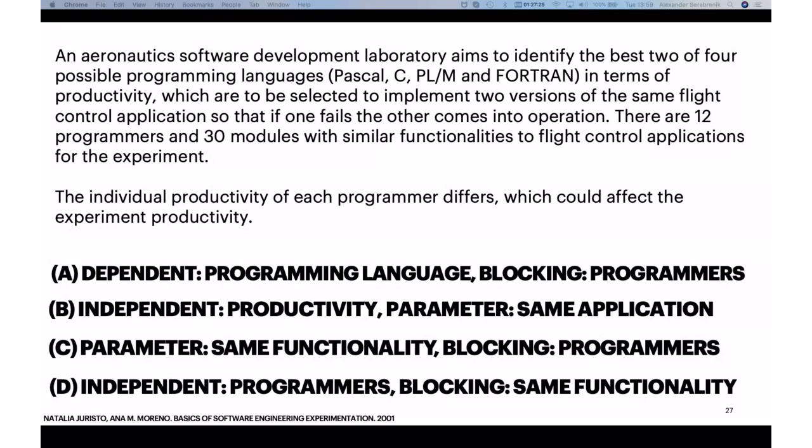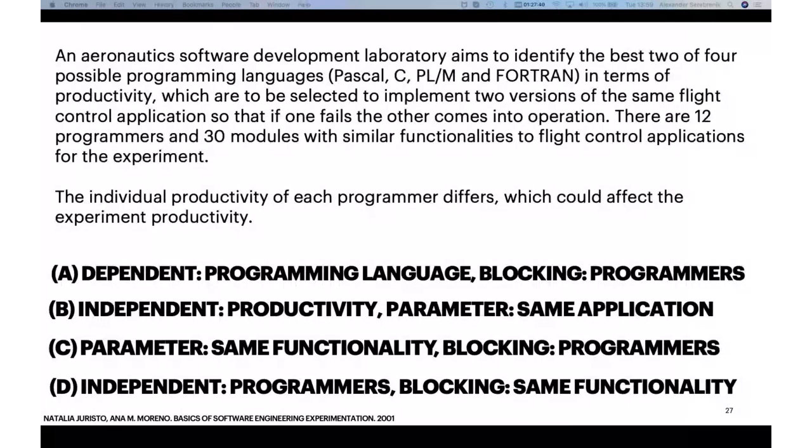Okay, so it seems that the most popular answers are A and C. So let us look at A. Dependent is a programming language, blocking are the programs. So I have to disappoint you.